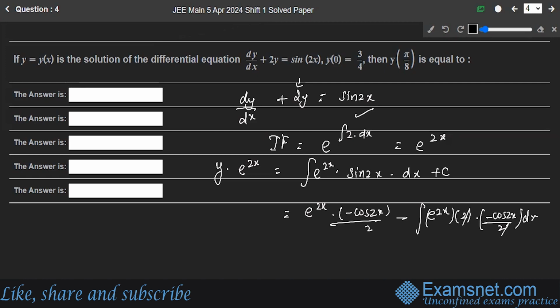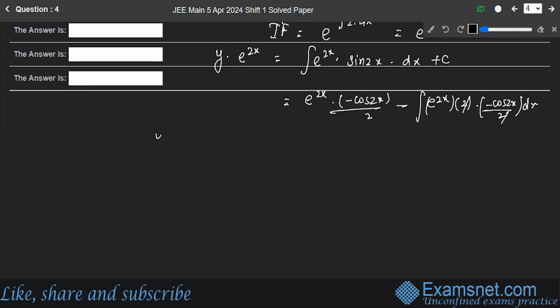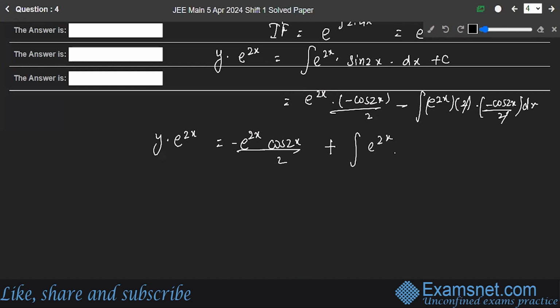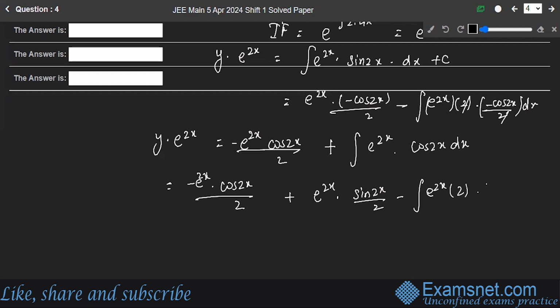This 2 and 2 will get cancelled, and you will have y into this is equal to e^(2x) into cos 2x upon 2, minus minus plus, again the first function into integral of second, integral of e^(2x) cos 2x. Again, integrating by parts, this will be equal to minus e^(2x) cos 2x upon 2 plus same thing, first function into integral of second, minus integral of derivative of first into integral of second.